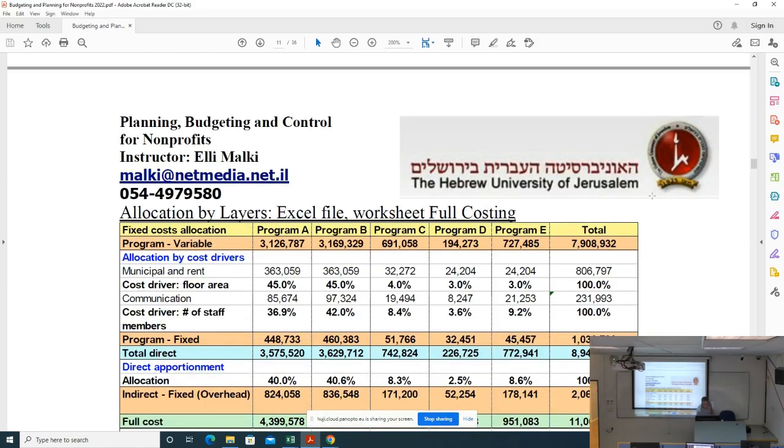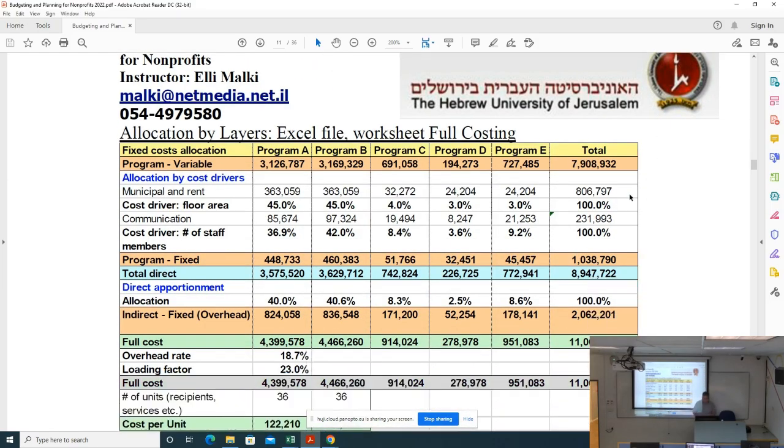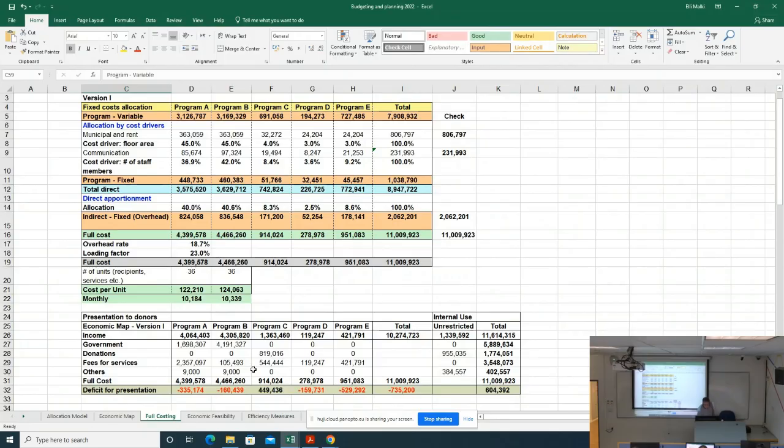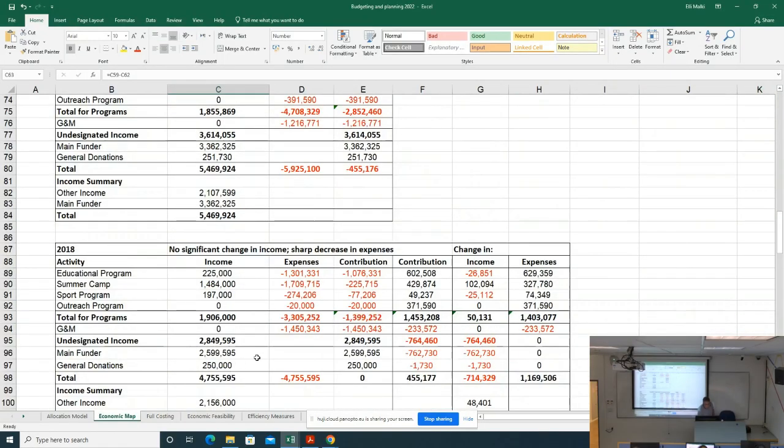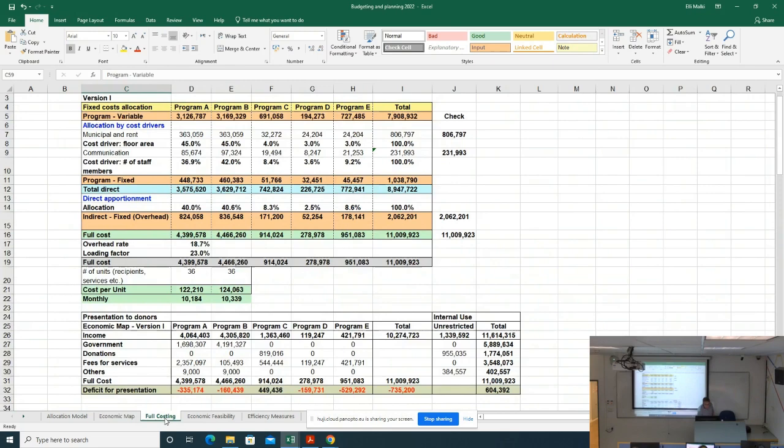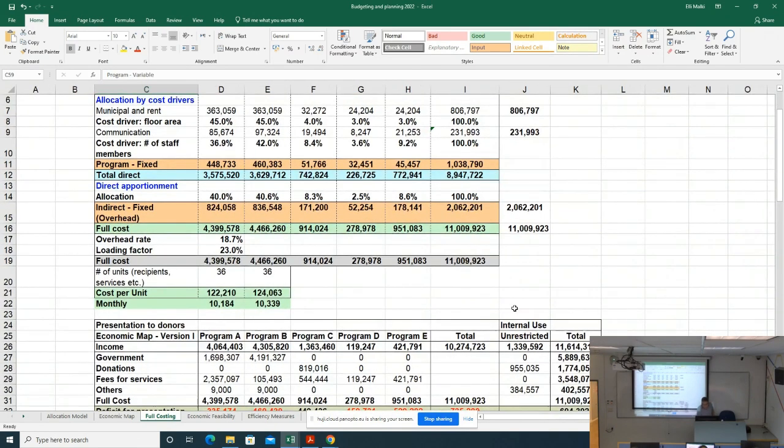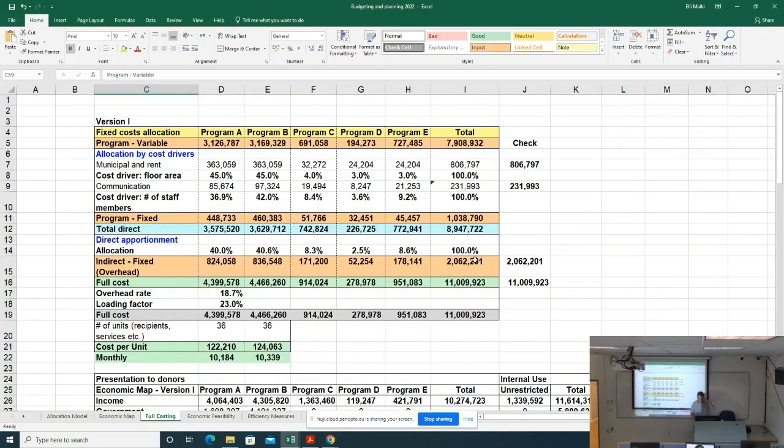let's go back and look at our full costing example. So this table, which appears here, but obviously we will go and look for it in the Excel, allocation by layers, appears in your Excel file in the worksheet full costing. So until now, we worked on economic map. Okay, and now we move to full costing. Okay, and let's make it larger. All right. So full costing version number 1.